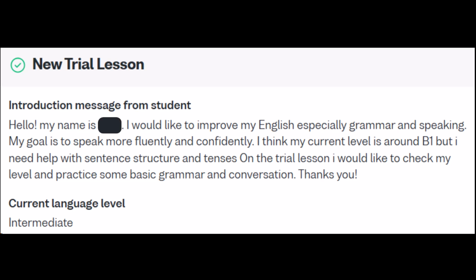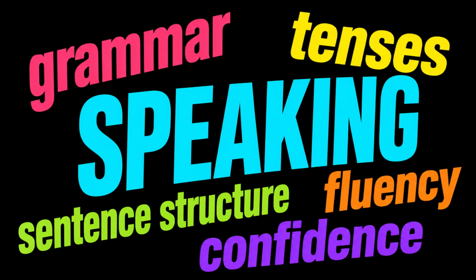A new adult English language learner booked a trial English lesson with me. We'll call her Lola. Now, this is not her real name. Anyway, she described her English level as intermediate. Her message read, "I think my current level is around B1." She wanted grammar, speaking, sentence structure, tenses, fluency, and confidence.